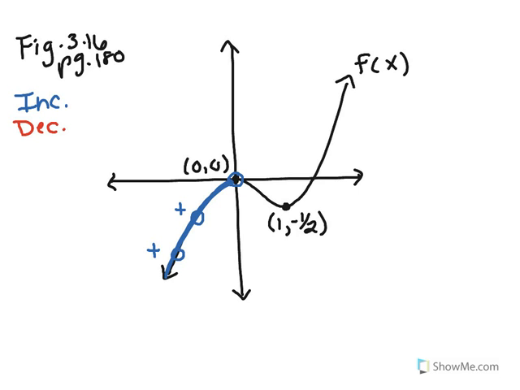Let's continue to a part farther to the right of that minimum. How about this point right here? That's also a positive slope. If I pick another point up here, also positive, and positive for the rest of the way. So I'm going to highlight this in blue, and let's see if we can write our interval notation.